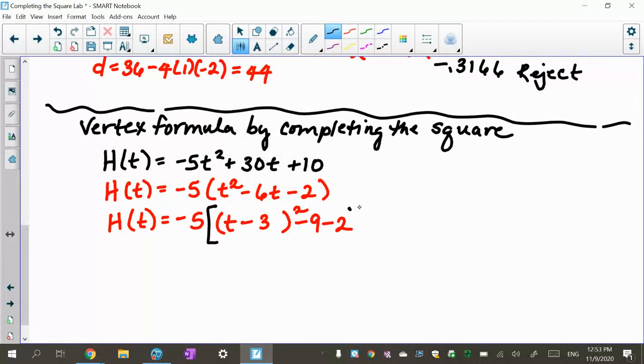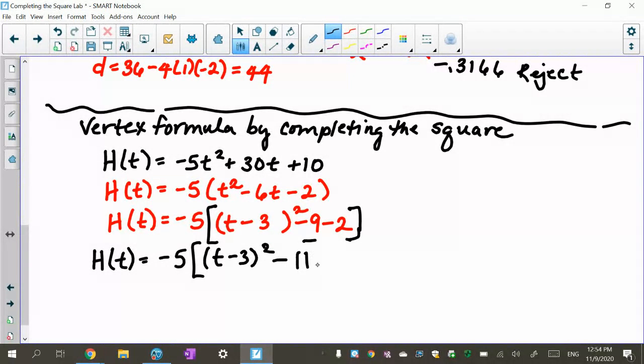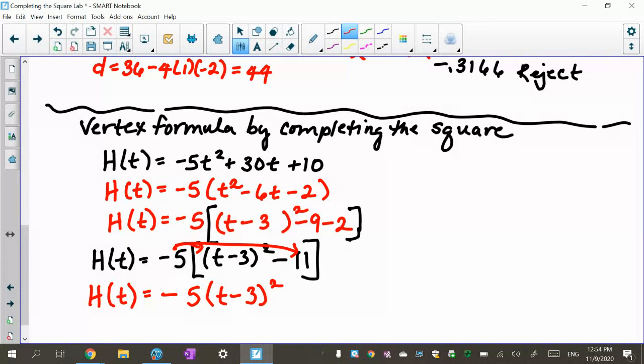So now I do my bracket here and say, all right, h of t is negative 5, the bracket, t minus 3 squared minus 11. Now I'm going to distribute the negative 5. And remember, when you distribute it, you just put it right in front of the parentheses. You don't change anything. So it's negative 5 times (t minus 3) squared. So that's the first term. And then negative 5 times a negative 11 is a plus 55.